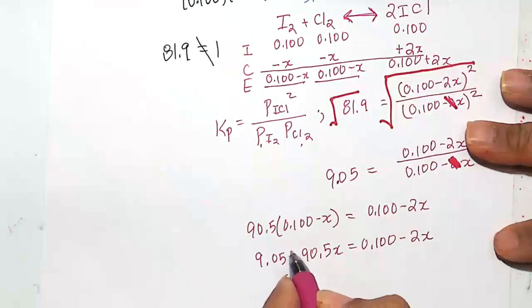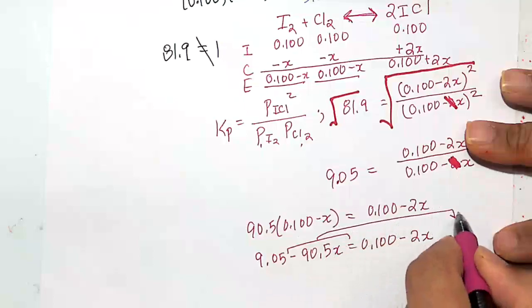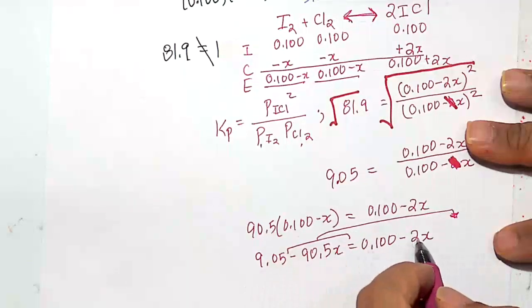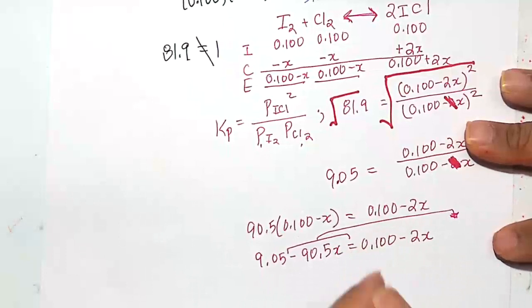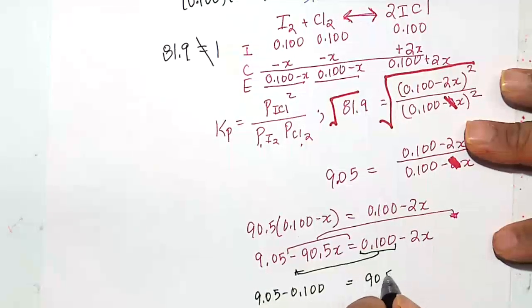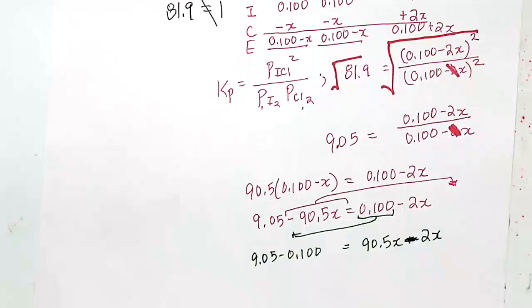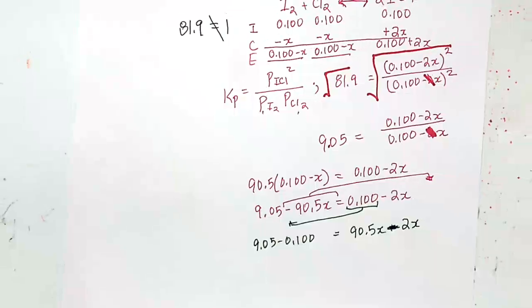Okay, so I'm going to move, what can I do here? I'm going to move this minus 90.5 to this side, and the 0.1 to the other side. So this gives me 9.05 minus 0.10 equals 90.5x minus 2x. Okay, this algebra can get pretty head spinning.